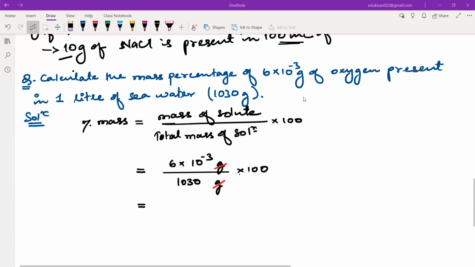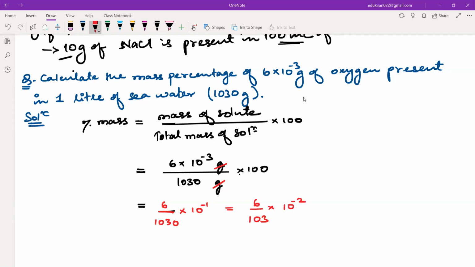So you have 6 into 10 to the power minus 3 into 100. So this will be equal to, rather I can directly write 6 upon 1030 into 10 to the power minus 3, no? This will be 10 to the power minus 1. And if I do once more, this will be equal to 6 upon 103 into 10 to the power minus 2. Yes, Hiba, correct. Siham, you see, there is some mistake in yours.